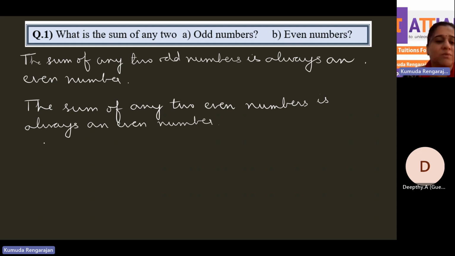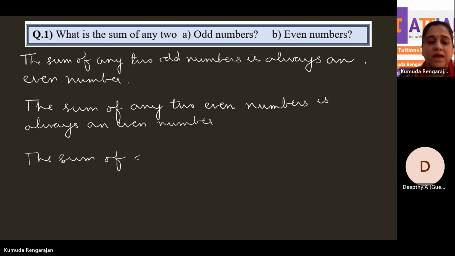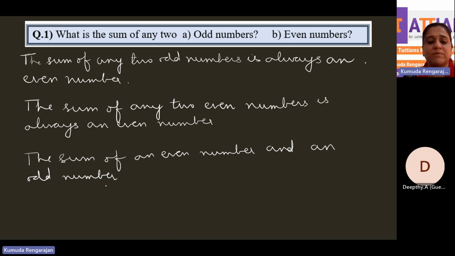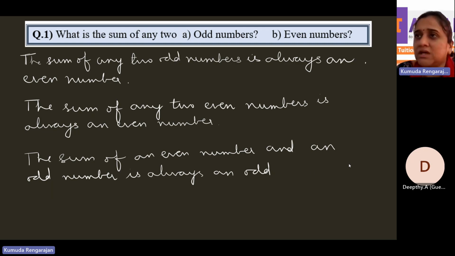Now this is not asked, but what will be the sum of an even number and an odd number? Ma'am, it will be an odd number. Yes. The sum of an even number and an odd number is always an odd number. You can take an example to understand this. Suppose 2 plus 3. 2 is an even number, 3 is an odd number. 2 plus 3, 5, is an odd number.